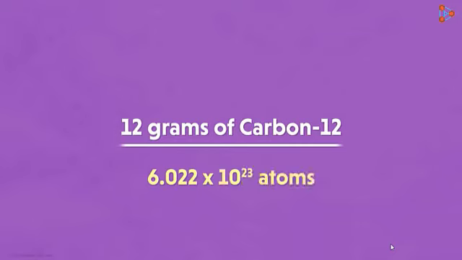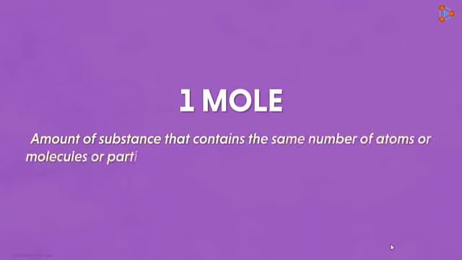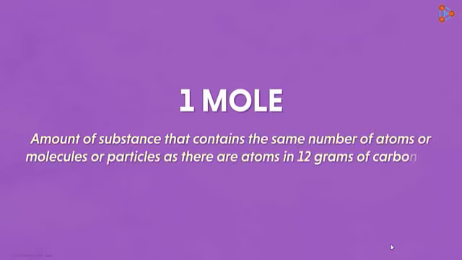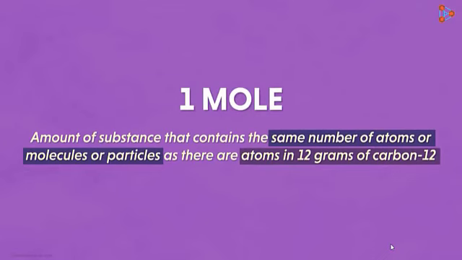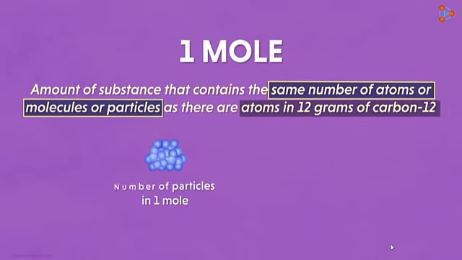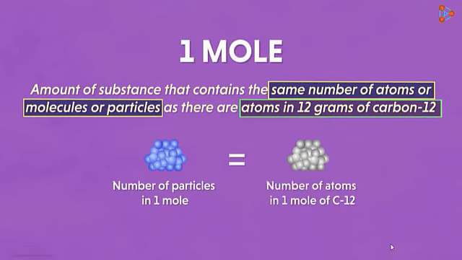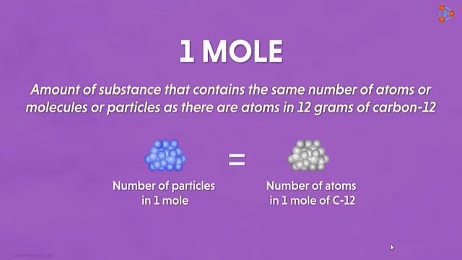Now that you've understood this, let me repeat the definition for you. 1 mole is defined as the amount of substance that contains the same number of atoms, molecules or particles as there are atoms in 12 grams of carbon-12. Did you understand the definition now? It consists of two simple parts actually. It tells us that this part is equal to this part. The number of particles in 1 mole of a substance is equal to the number of atoms in 12 grams of carbon-12. That's it. That's all the definition tells us.